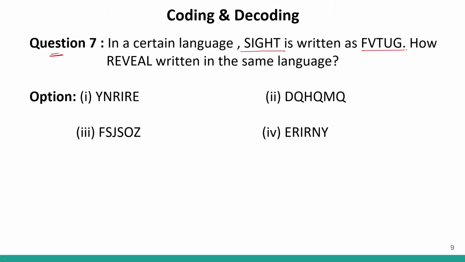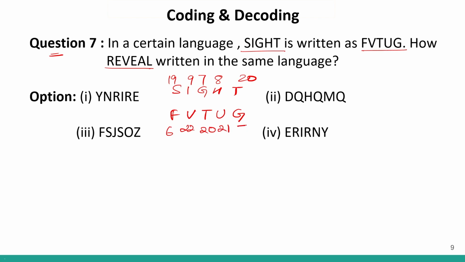Sight is written like this. We have to find how reveal will be written in that language. So sight, SIGHT is written as FVTUG. So S is 19, I is 9, G is 7, H is 8, T is 20. F is 6, V is 22, T is 20. U is how much? 21, G is 7.